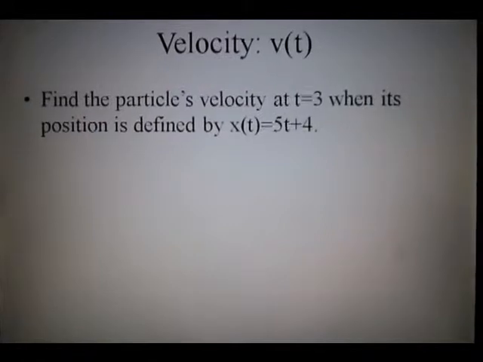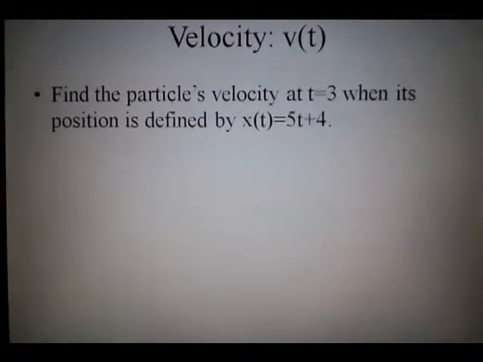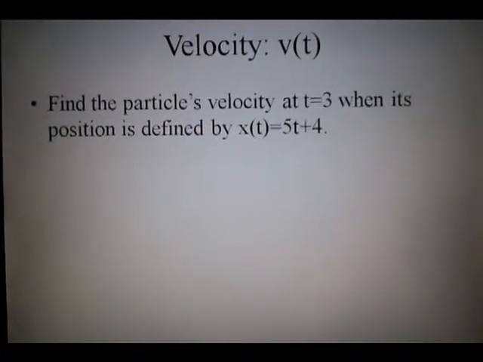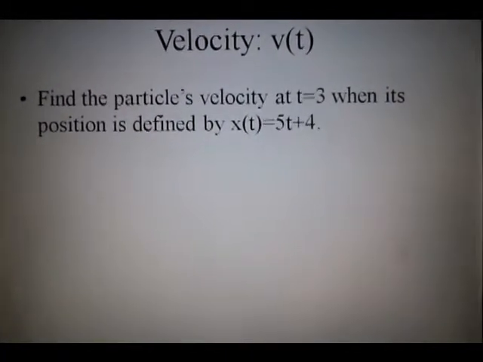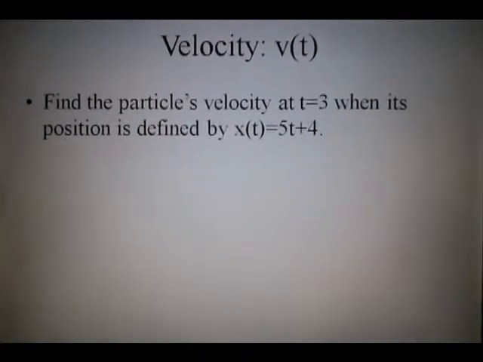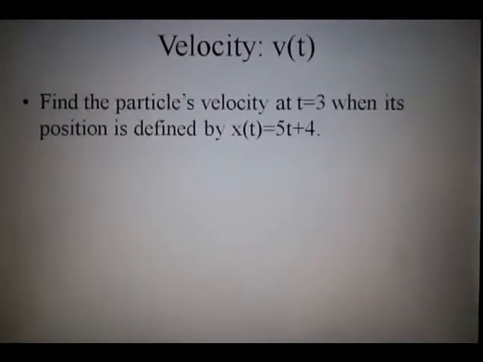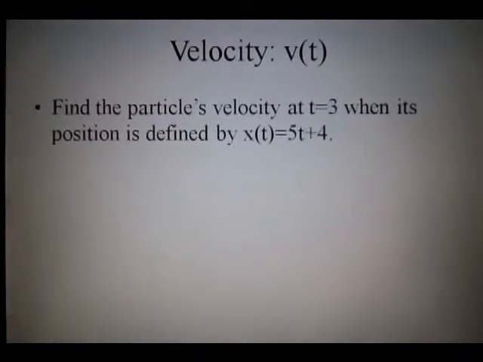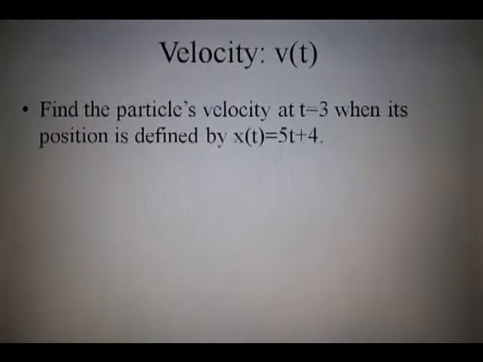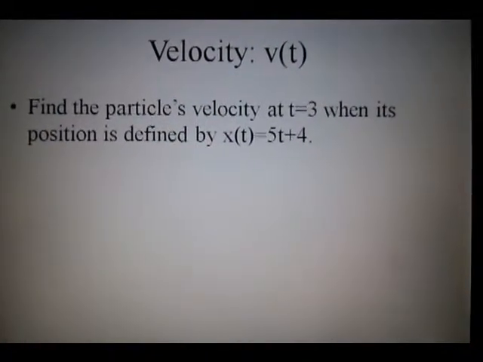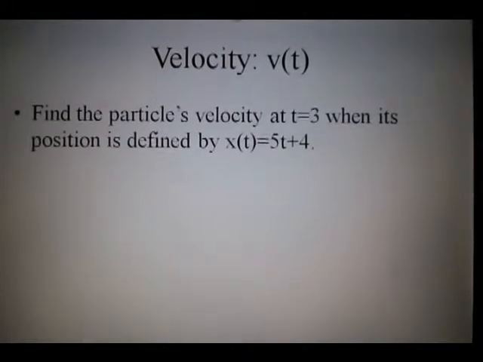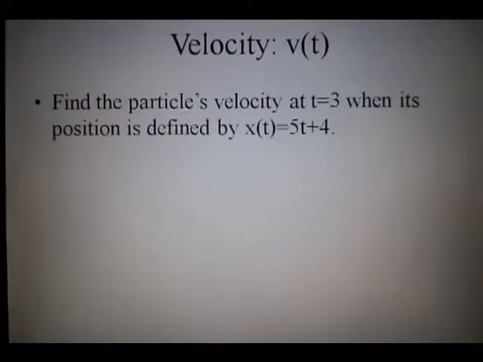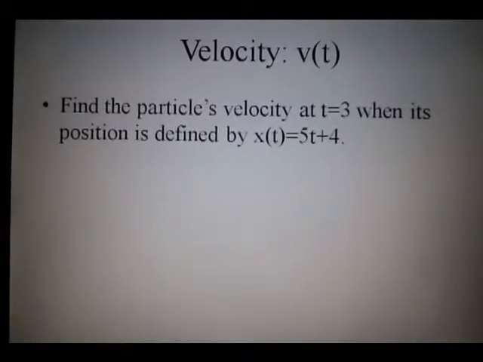Now we're going to try another problem on velocity. Find the particle's velocity at t equals 3 when its position is defined by x of t equals 5t plus 4. Remember when I said that the order of functions is position, then velocity, and then acceleration? Well, the reason you need to know how to derive is so that you can find one when you're given another. In this case, you're given position, and you need to find velocity. Since velocity comes after position, if you derive position, you get velocity.